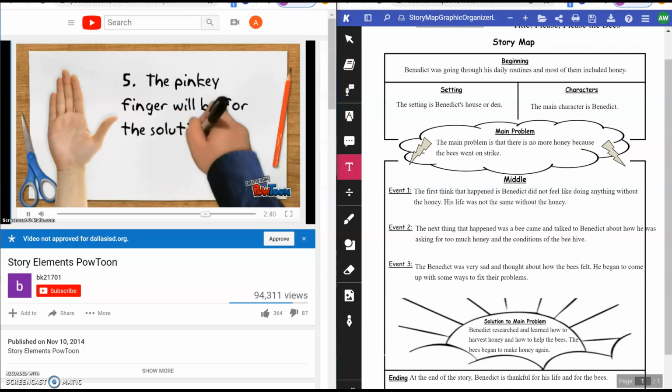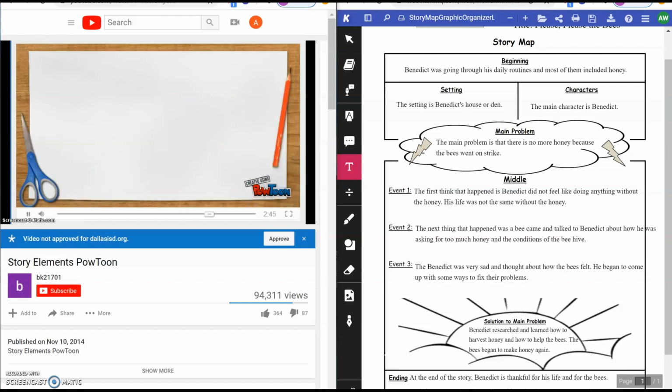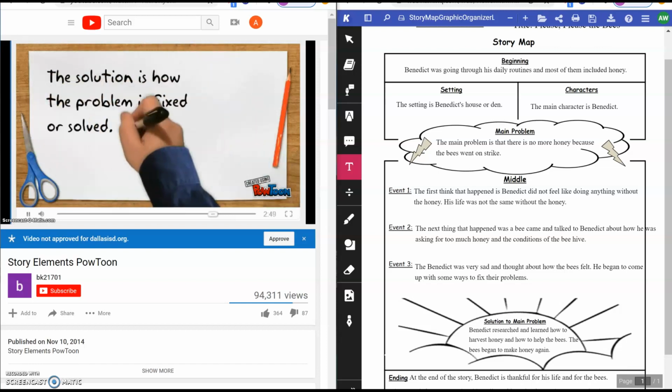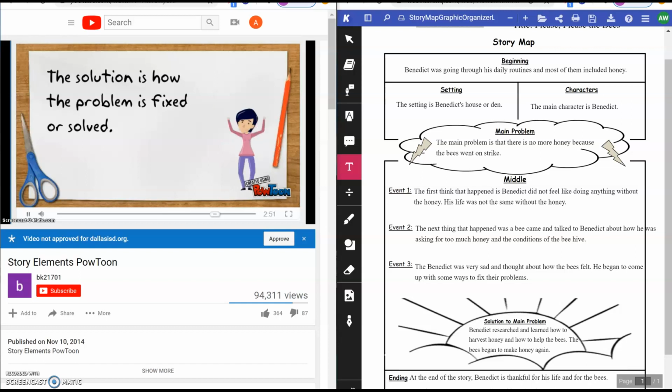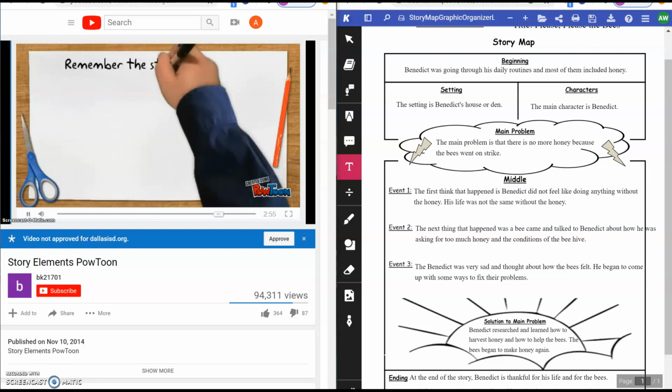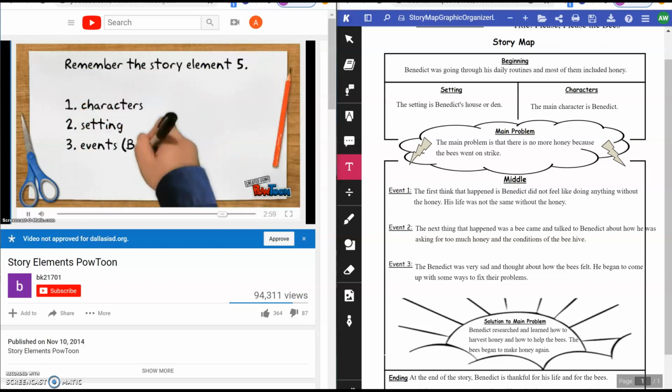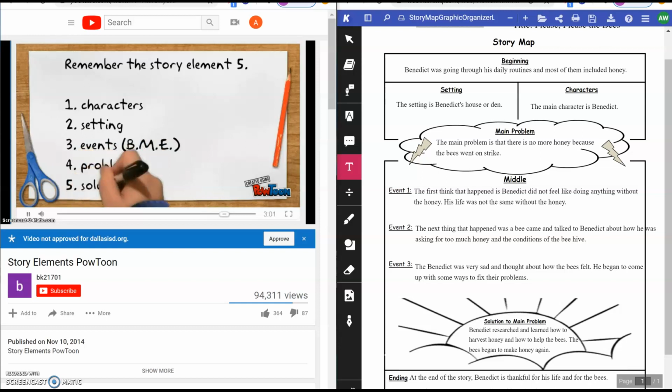And our pinky finger will be for the solution. How our problem is fixed. So the solution is how the problem is fixed or solved. So usually this will make the character happy and they'll feel better. So remember the story element 5. Characters, settings, your events, beginning, middle, and end, problem, and solution.